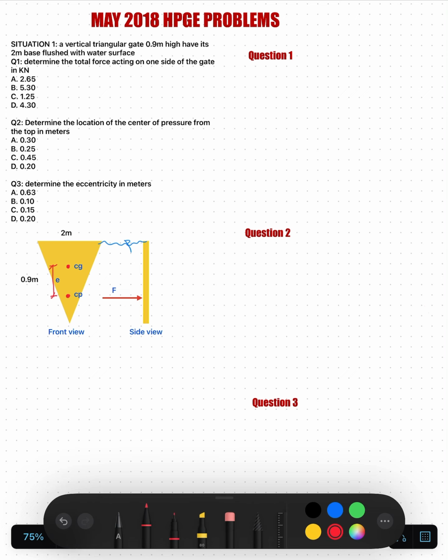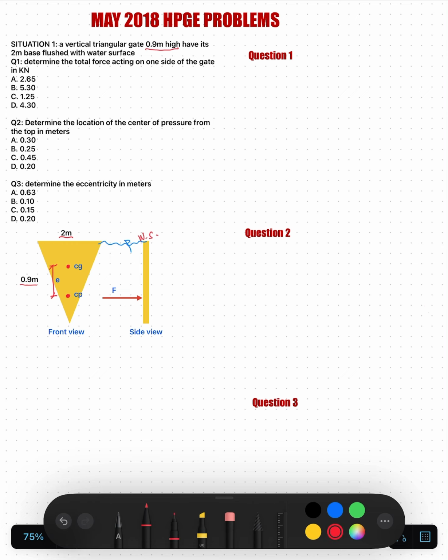So first things first, we need to illustrate our problem. So it states that a vertical triangular gate 0.9 meter high has its 2 meter base flushed with the water surface. So meaning this is an inverted triangle, with its 2 meter base flushed with the water surface. So this is the water surface.